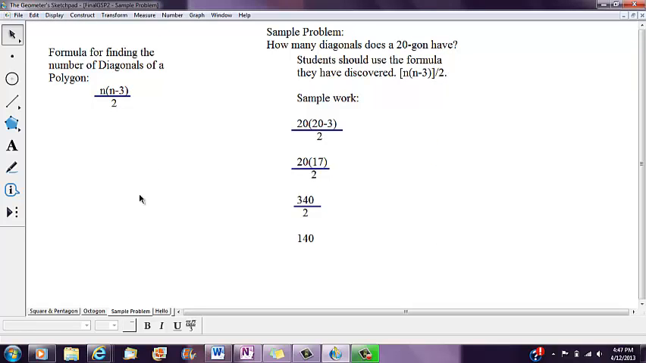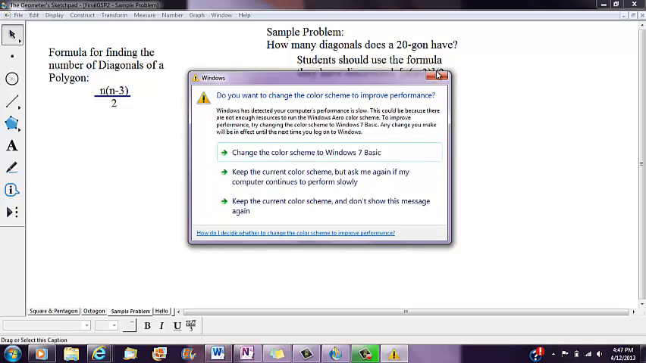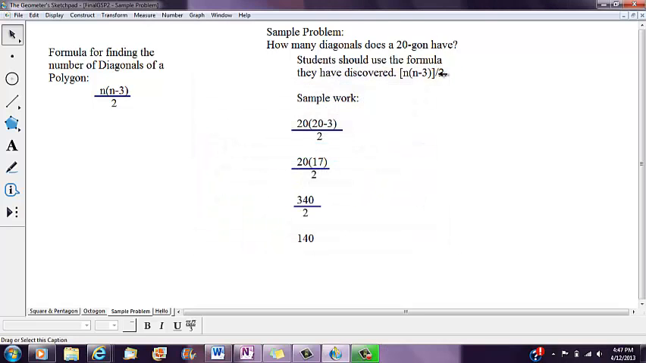So a sample problem, or what I would hope students learn from this lesson, I would want them to be able to figure out the formula for finding the number of diagonals of a polygon. And what I would hope they would find is that the formula is n times n minus 3 divided by 2. And n represents the number of sides of the polygon.